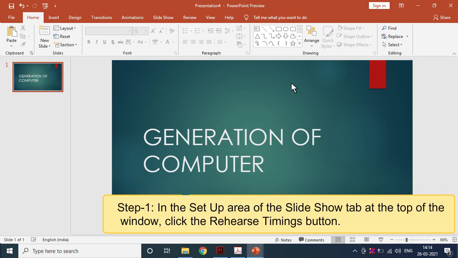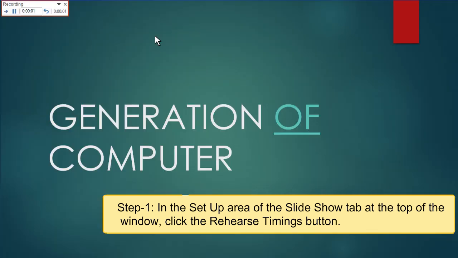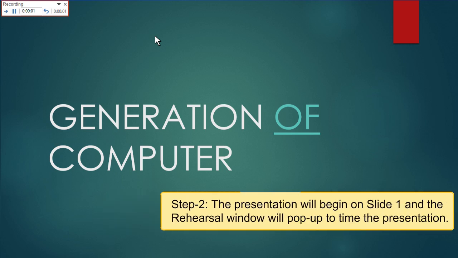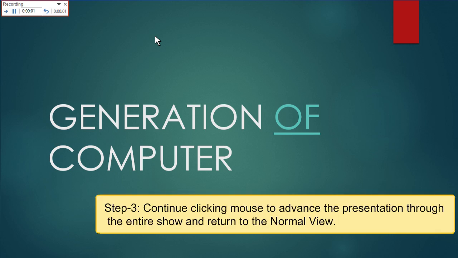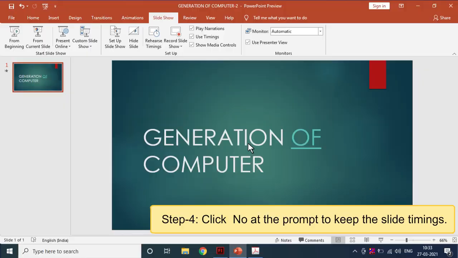Giving an on-screen presentation that displays a timer to practice timing. Step 1. In the Setup area of the Slideshow tab at the top of the window, click the Rehearse Timings button. Step 2. The presentation will begin on Slide 1 and the rehearsal window will pop up to time the presentation. Step 3. Continue clicking the mouse to advance the presentation through the entire show and return to the normal view. Step 4. Click No at the prompt to keep the slide timings.